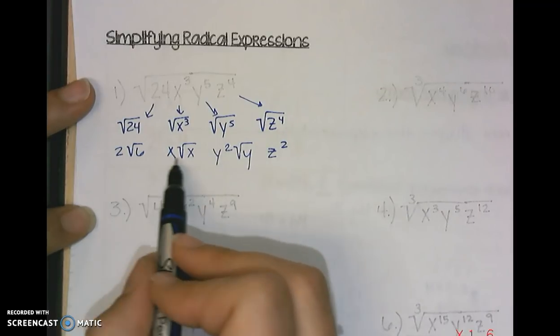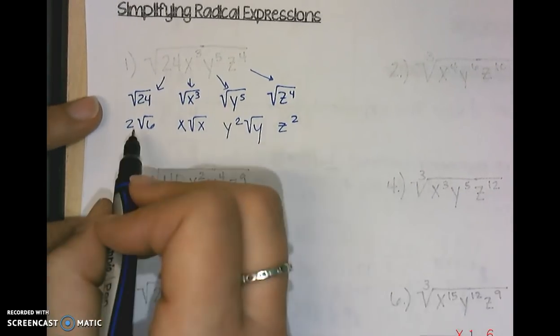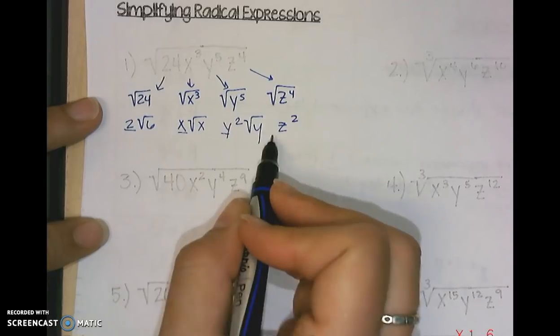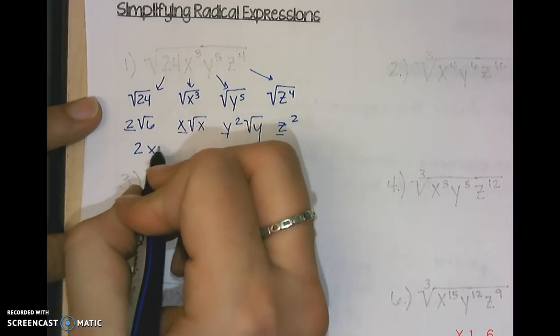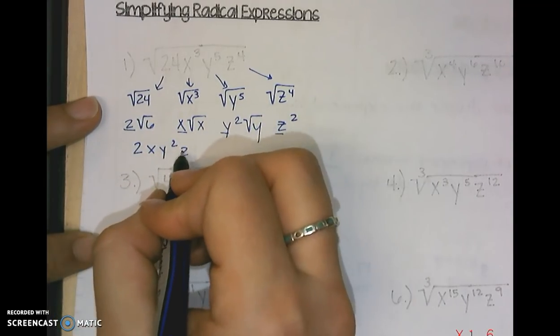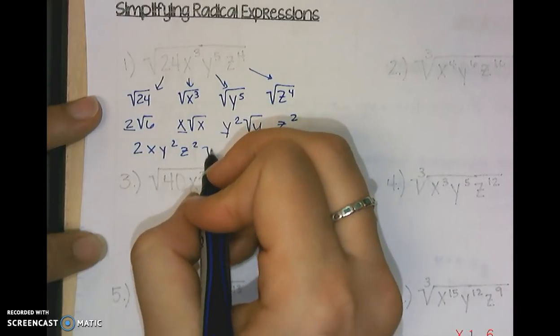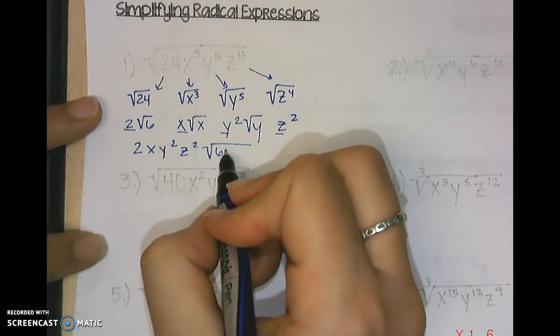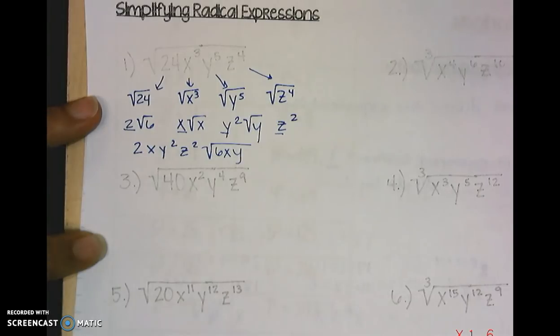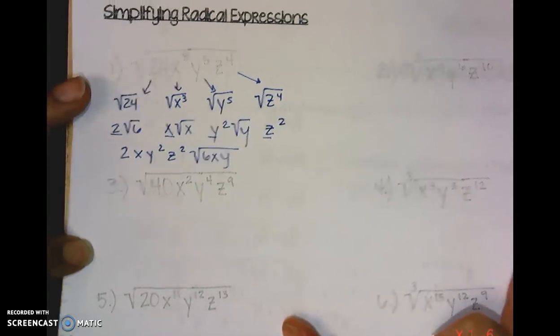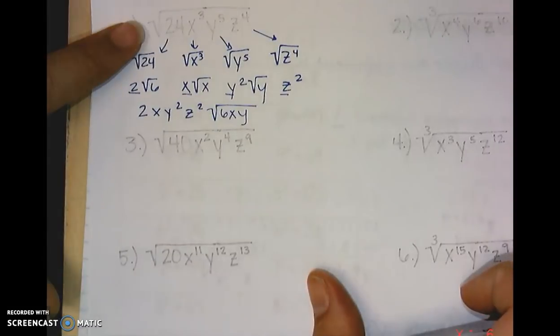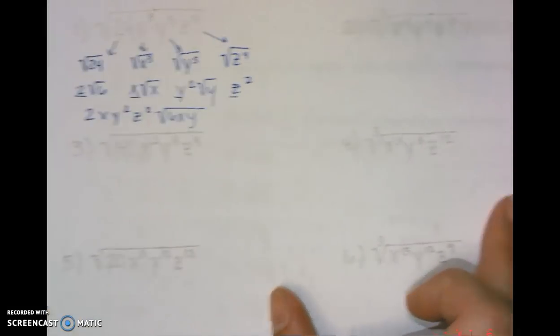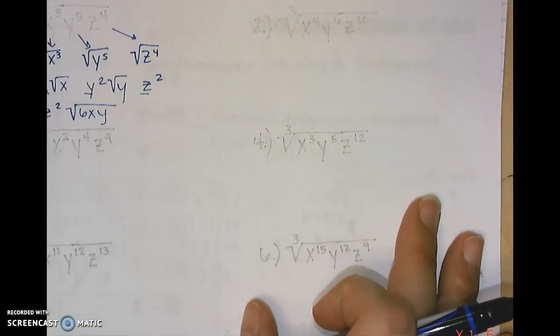So now I'm going to take all of these pieces and put them together. So whatever's on the outside, I'm going to put together. So we have 2x, y squared, z squared, and then whatever's under the radical, we have 6xy. Okay? All right, let's look at cube root. So if you notice, this left-hand column is going to be all square roots, and these are all going to be cube roots. So make sure you kind of follow that along.